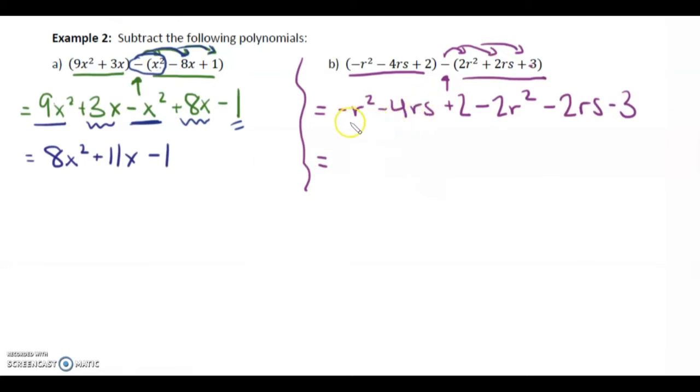Okay, now we're going to collect like terms. So negative r squared minus 2r squared, we get negative 3r squared. Negative 4rs, negative 2rs, we get negative 6rs. And then we got 2 minus 3 is negative 1.